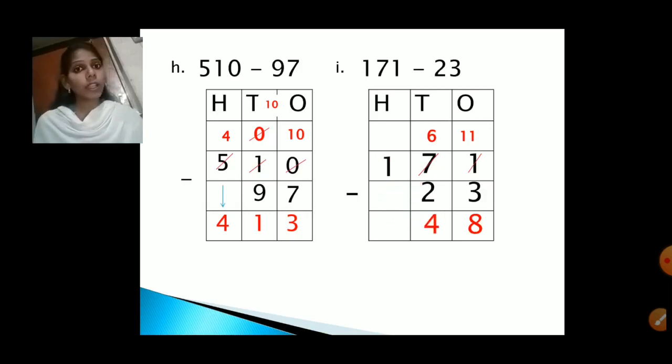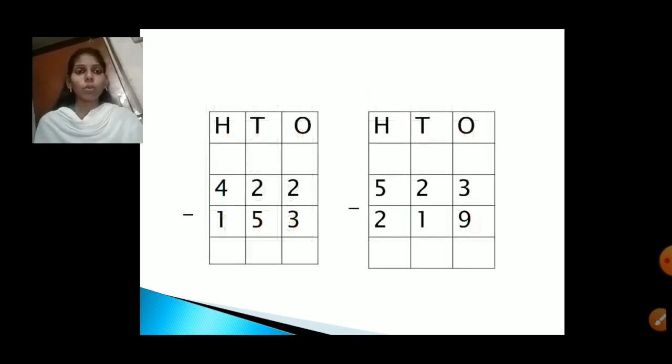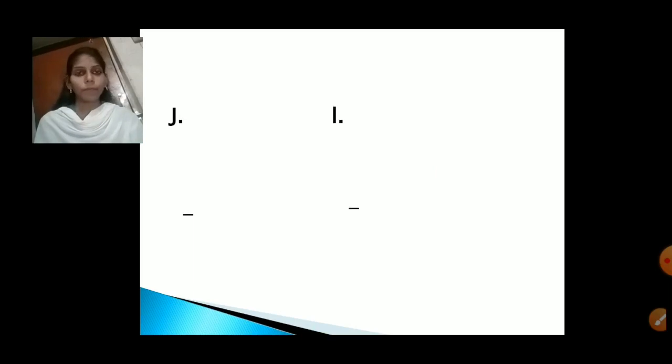And here what will we do? 1 will jump down. So 171 minus 23 equals 148. So 148 is the difference between the number 171 and the number 23. Right? Okay. Now we will solve J.